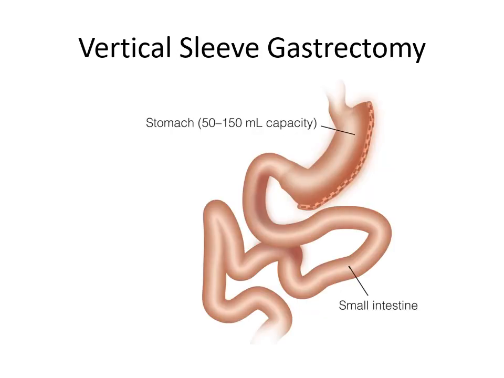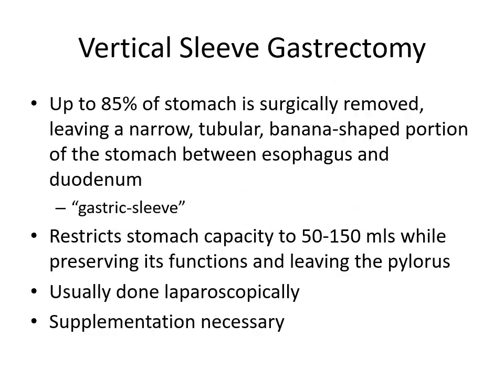Here we see the vertical sleeve gastrectomy. And so with the vertical sleeve gastrectomy, up to 85% of the stomach is surgically removed, leaving a narrow tubular banana-shaped portion of the stomach between the esophagus and the duodenum, also referred to as a gastric sleeve. This restricts the stomach capacity to 50 to 150 mils while preserving its functions and leaving the pylorus or the sphincter. This is usually done laparoscopically, and supplementation is necessary.